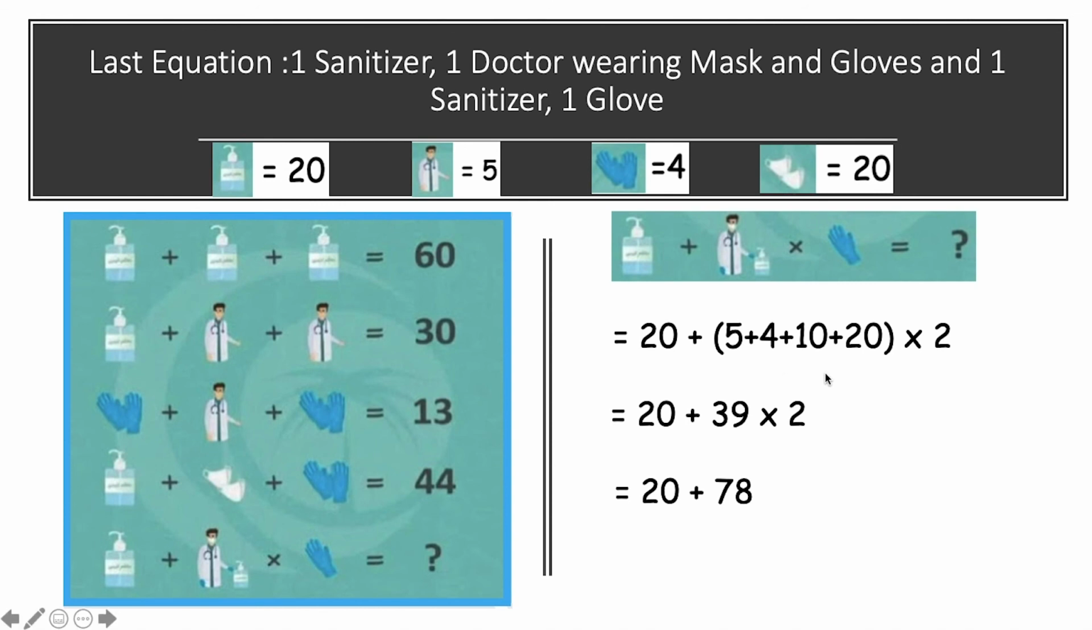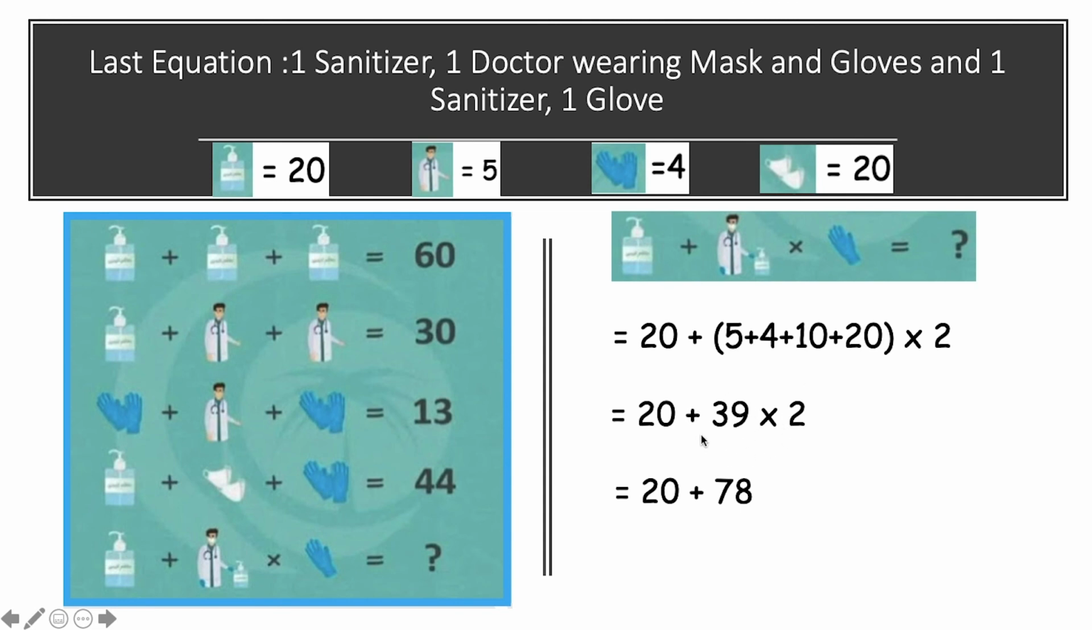Open the bracket first. In the bracket, we have 5 plus 4, that is 9, 9 plus 10, 19, plus 20, 39. Now, once we have solved the equation present inside the bracket, we can open it. So the value is 39 and bracket is opened.